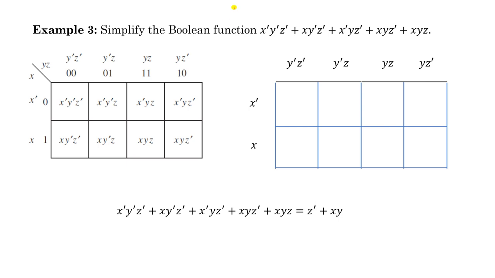Look at third example, x dash y dash z dash. This is 1, x y dash z dash, x y dash z dash, x y dash, this is 1, and this is x dash y z dash, x dash y z dash, this is 1, x y z dash, x y z dash, this is 1, and x y z, this is x y z.